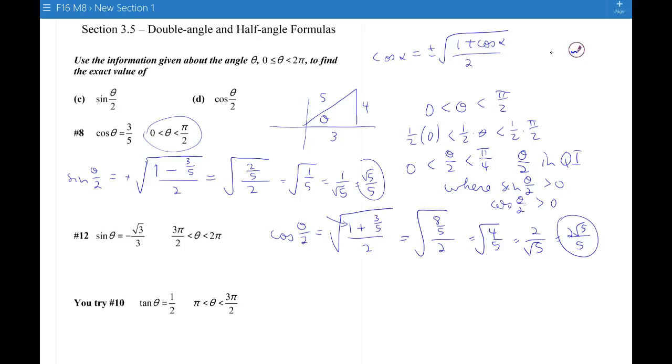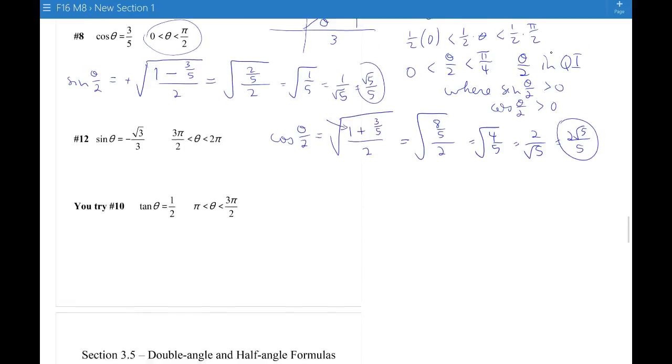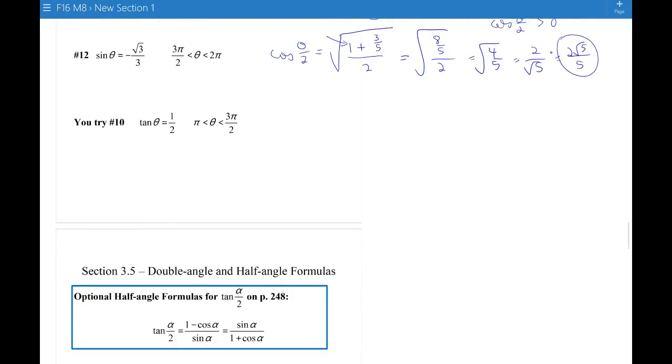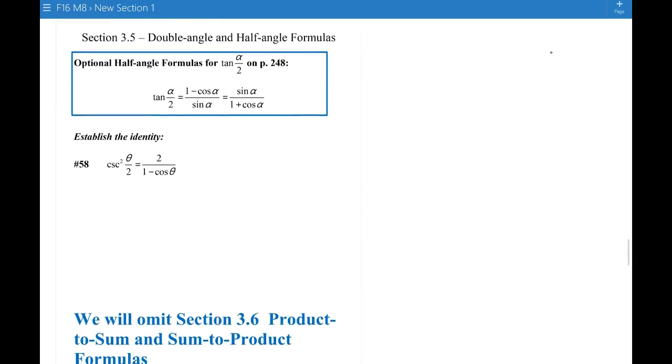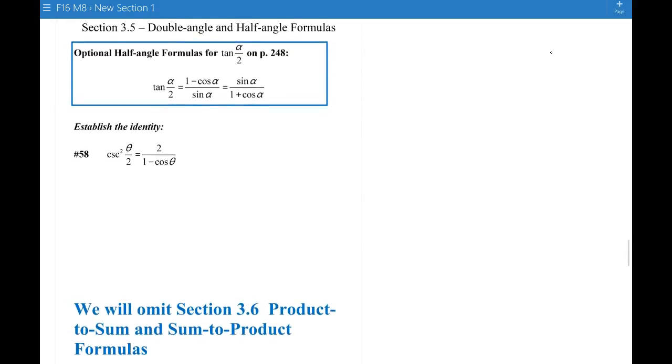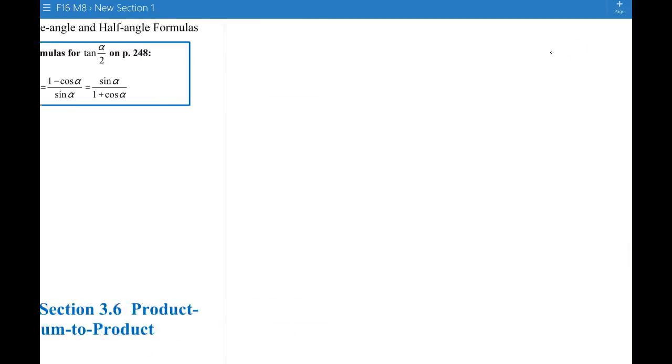So if you're in a different quadrant, that's when things are different. We'll talk about that in class when we do number 12 together. And then this is an optional half angle formula for the tangent of alpha over 2. I wouldn't worry about this. I would use the one we already have, and it's not really important. And then we'll establish this identity together. So that's the end of section 3.5.